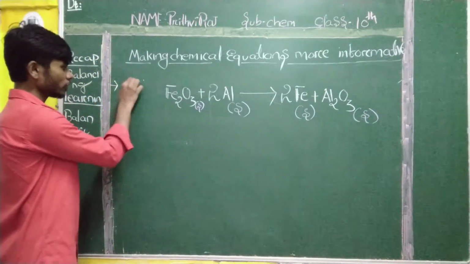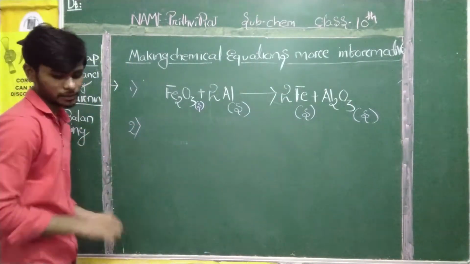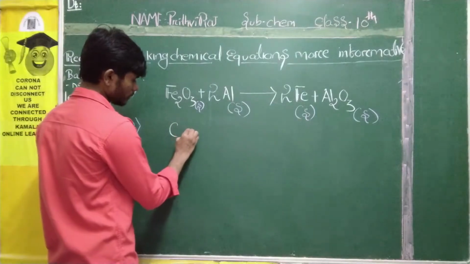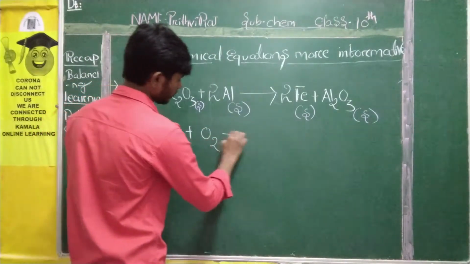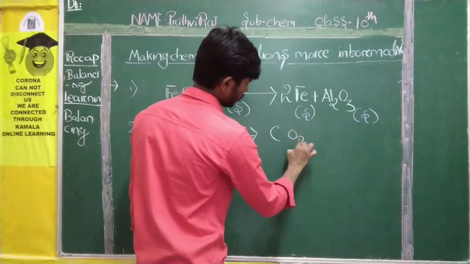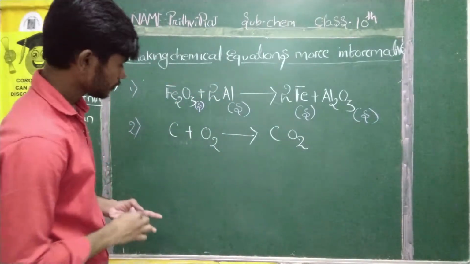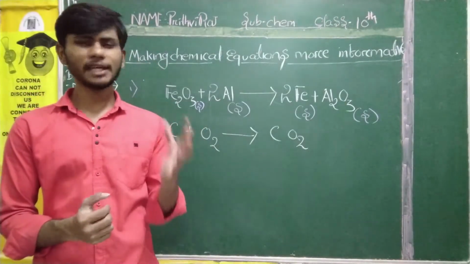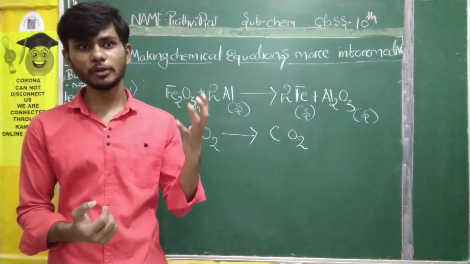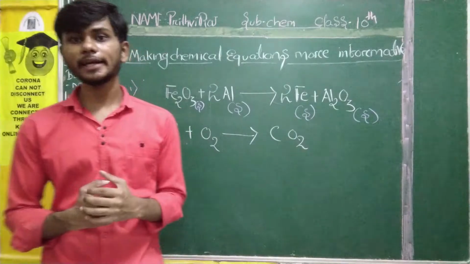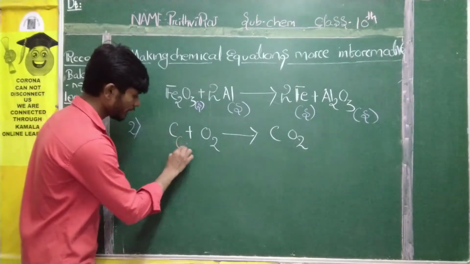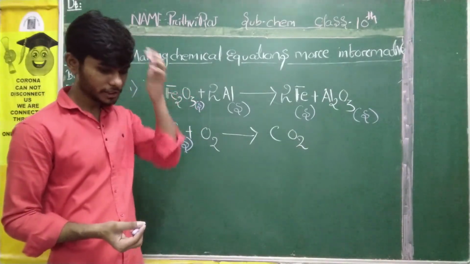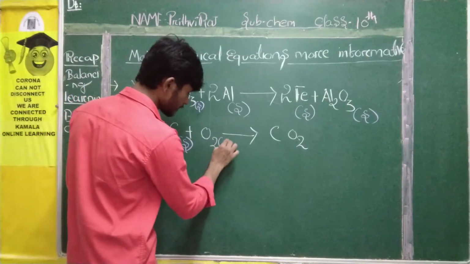This is for the first example. Now let me take a second example: C plus O2 gives CO2. Students, what exactly is C? Carbon means any carbon-related product: charcoal, wood, or butane. Now we will burn carbon, especially charcoal. It is solid, right? Yes, carbon is solid. We mentioned it. Oxygen is a gas.